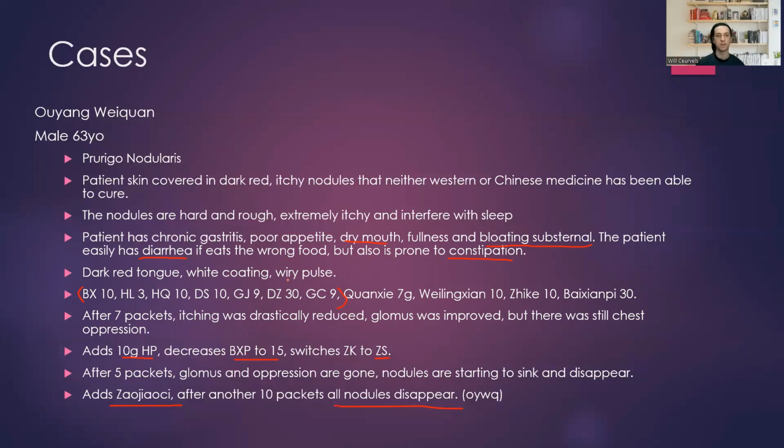And so you can see that apart from looking at the nodules themselves, a very, very important target for Ouyang Weiquan was the glomus itself, right? Because if you don't get rid of that glomus, that heat cannot descend, right? That heat cannot descend.